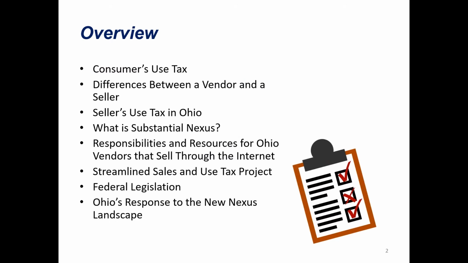Today we're going to talk about some of the basics of consumer's use tax. Next we're going to talk about the differences between a vendor and a seller. We're going to focus a little bit of time on the seller's use tax and how Ohio and other states establish that substantial nexus in order to collect and remit or require collection and remission. We're also going to talk about responsibilities and resources that Ohio vendors have that sell through the internet. We're also going to talk a little bit about the Streamlined Sales and Use Tax Project, and federal legislation that discusses economic presence or even physical presence. We're going to talk about Ohio's response to the nexus landscape after the Wayfair decision earlier this year.